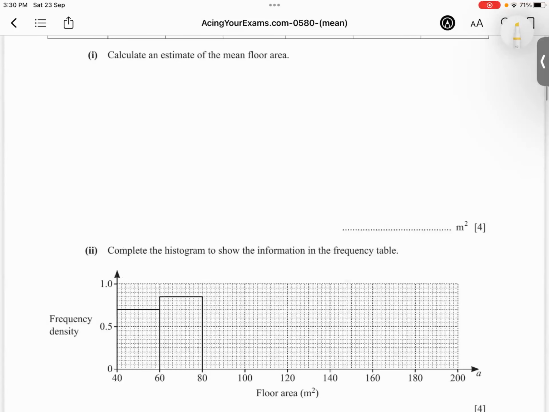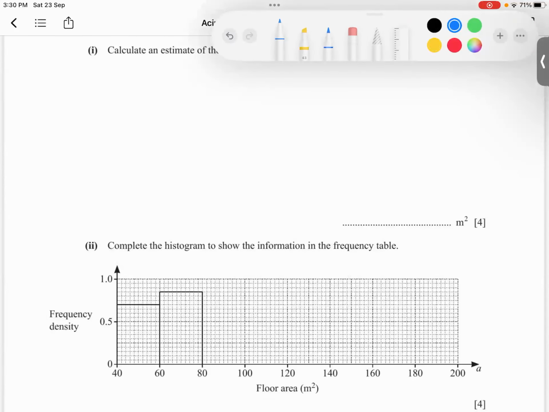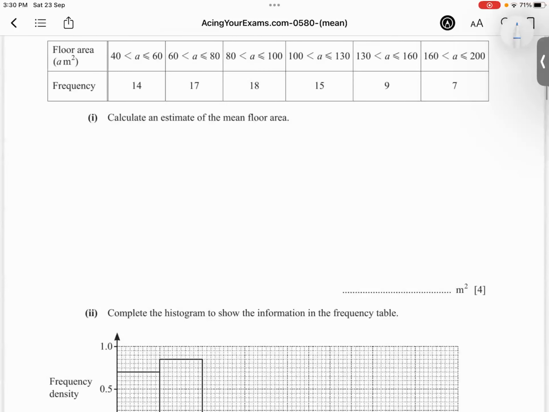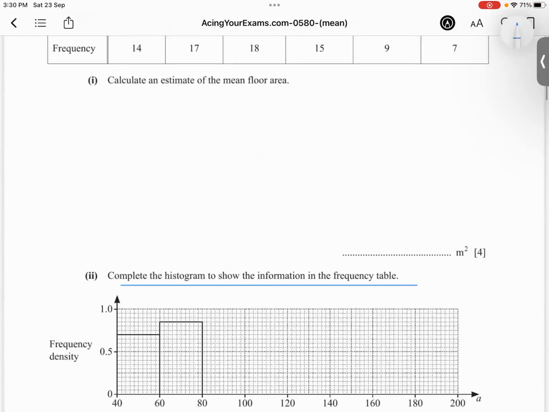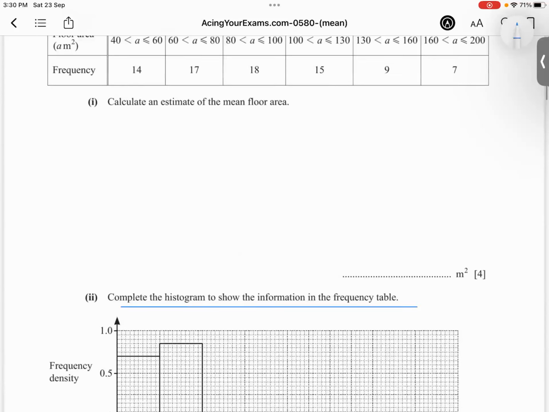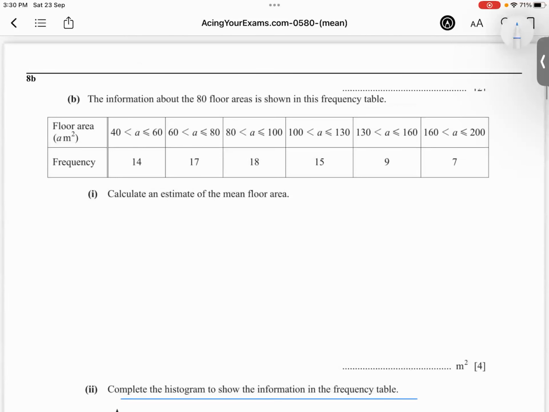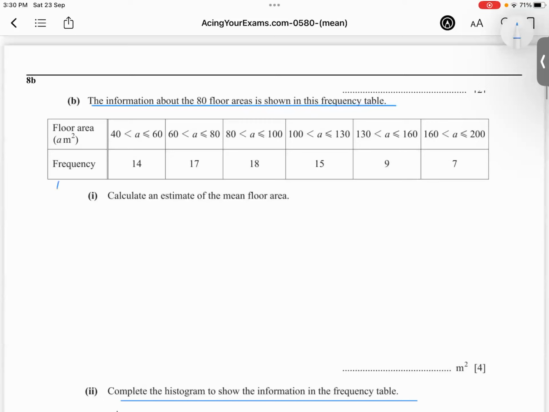All right, I do have a histogram here in this question, and it is the same as in the previous question. You can see that I complete the histogram to show the information in the frequency table. The data is above. So you can see that this is the data. The information about the 80 floor areas is shown in the frequency table. So let's find out FD.